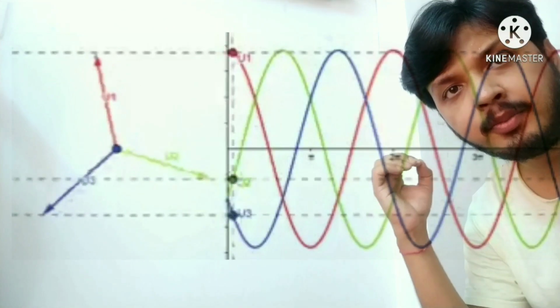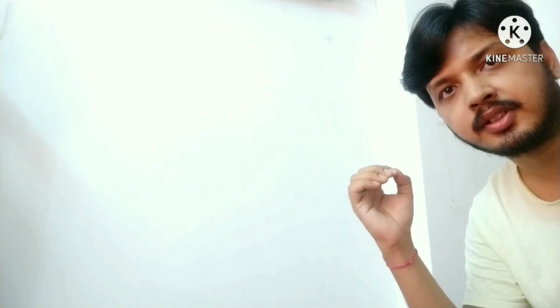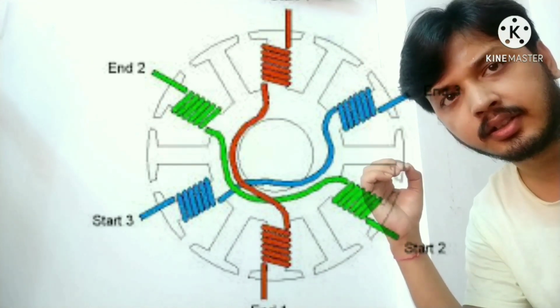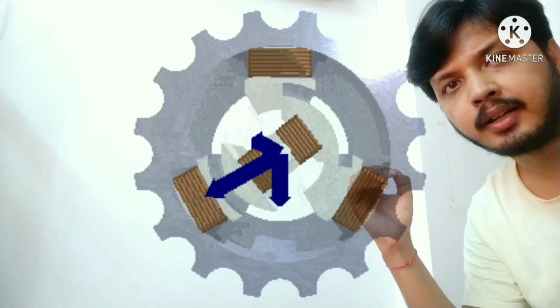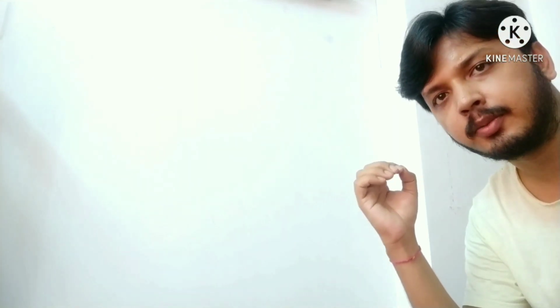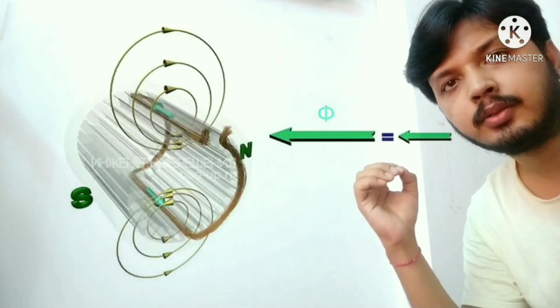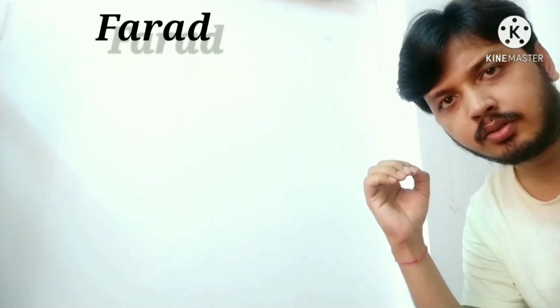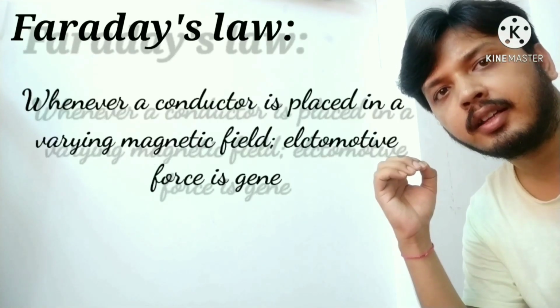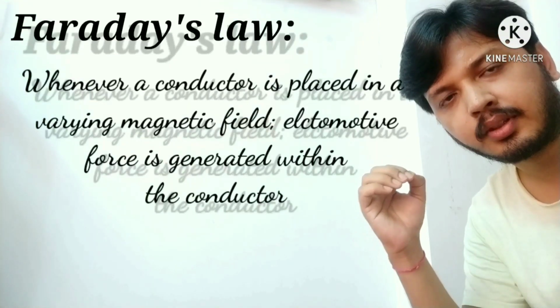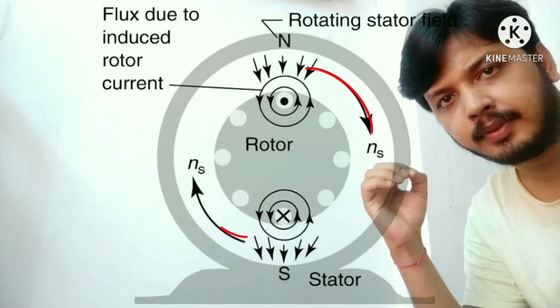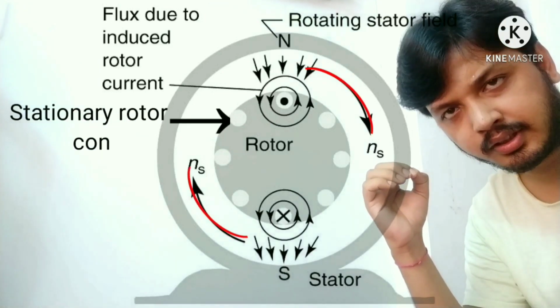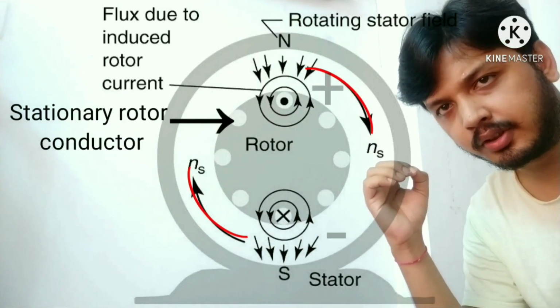When three-phase time-displaced current is given to the three-phase phase-displaced winding of the stator of an induction motor, a rotating magnetic field is developed, which I have already discussed in the previous video. This rotating magnetic field will cut the conductor of the stationary rotor. According to Faraday's law, whenever a conductor is placed in a varying magnetic field, an electromotive force is induced. Therefore, when the rotating magnetic field cuts the stationary rotor conductor, EMF is induced in the rotor conductor.